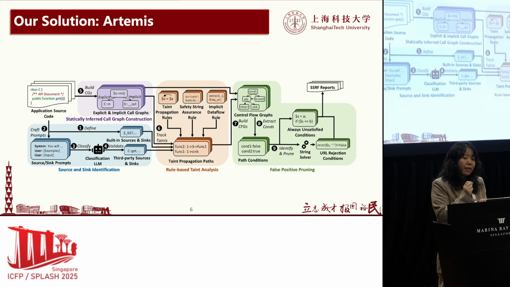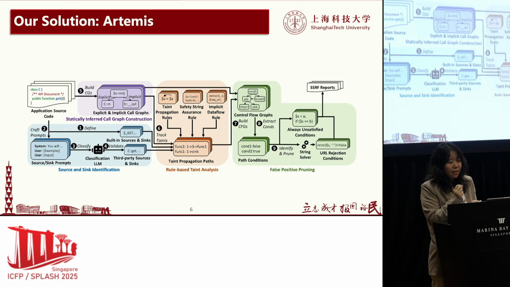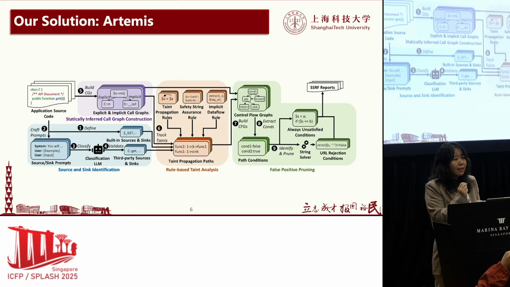In our paper, we design and implement a new static taint analysis tool called Artemis to detect SSRF vulnerabilities in PHP applications. Artemis has 4 modules. First, it extracts both PHP's built-in and third-party sources and sinks. Second, it builds explicit and implicit call graphs while handling PHP's dynamic typing. Third, it performs taint analysis to find possible paths from sources to sinks, using enhanced propagation rules. Finally, Artemis reduces false positives by analyzing path conditions and removing any infeasible paths.